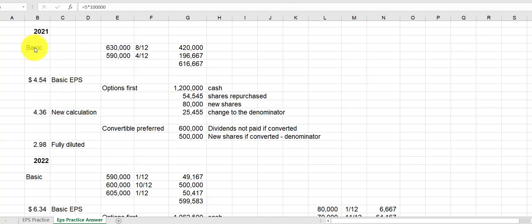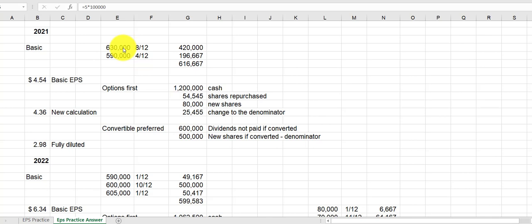It's 2021. We start with 630,000 shares outstanding from the prior year. There was just one transaction that affected it. We always do the basic earnings per share first, and on the basic earnings per share, there's only one transaction, a repurchase of shares for the Treasury, and that happened after 8 months, or on September 1st.